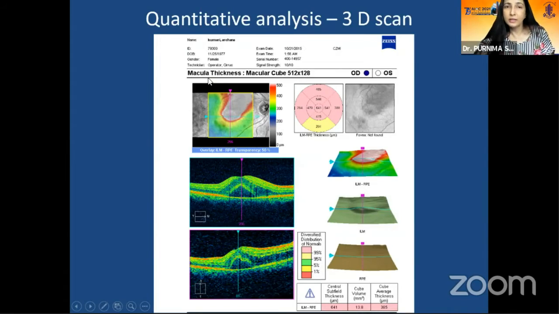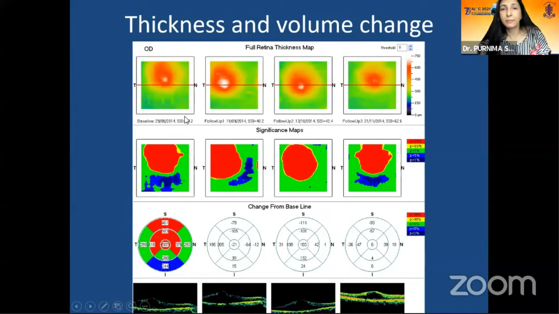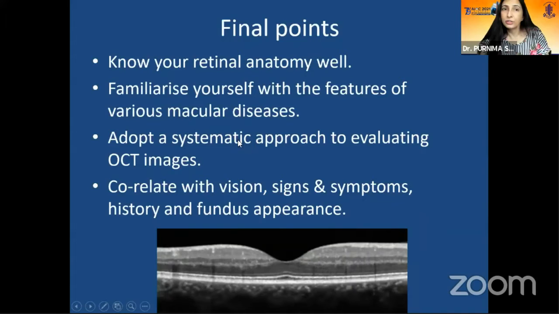Then coming to the final quantitative analysis, which we do with the 3D scan. Here we see the overall thickness and volume of the retina. This is important because this helps us in mapping the progression of the disease as well as seeing the effect of the therapeutic intervention.